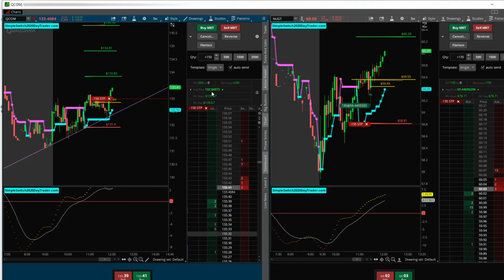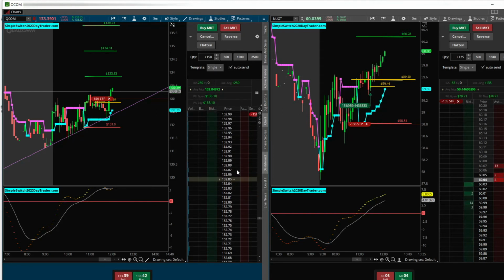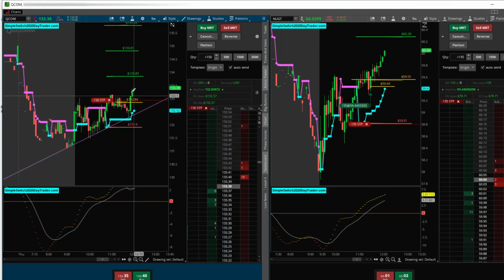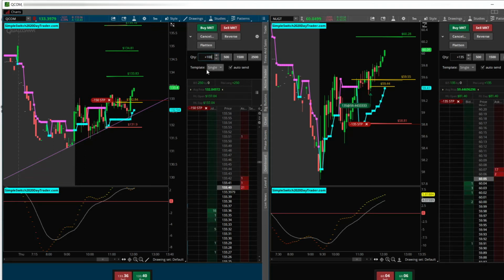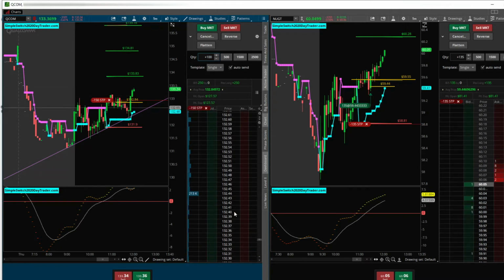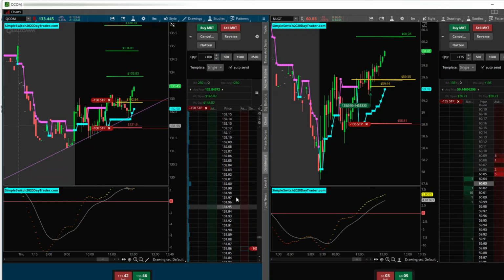So actually, let's see, 132.89. Let's move that down a little bit. Give it room. Pretty good. All right, we're below that green candle. All right, cool. So now we got that stop in, and then I'll go ahead and put the other 100 shares back at the correct stop, 131.86. All right, cool. So there we go.